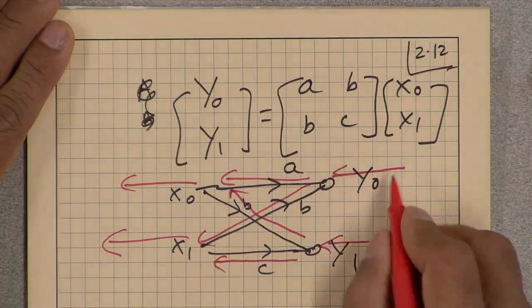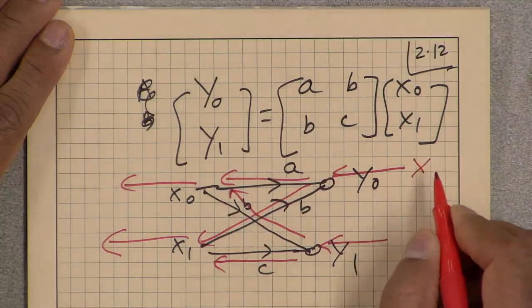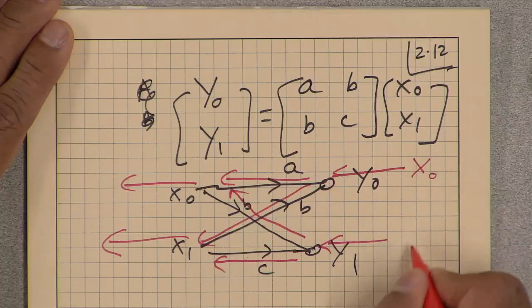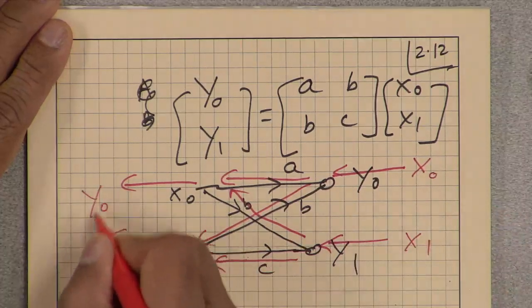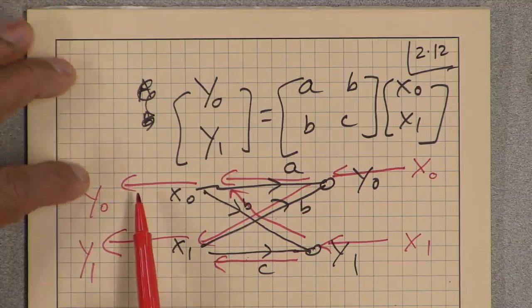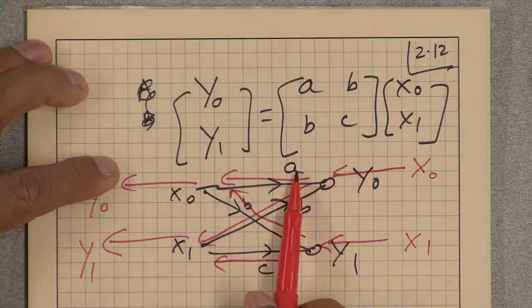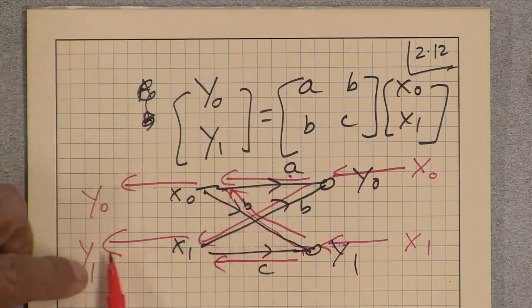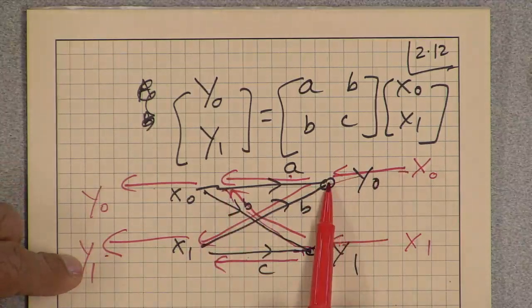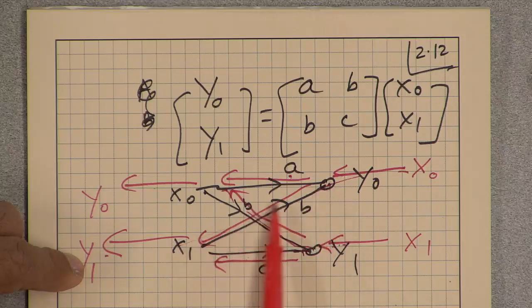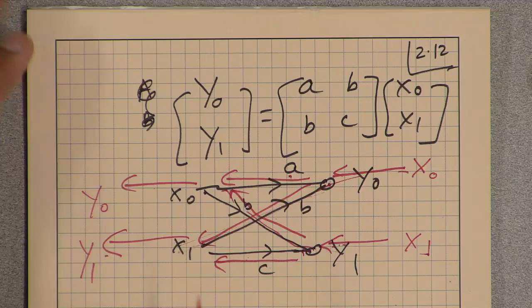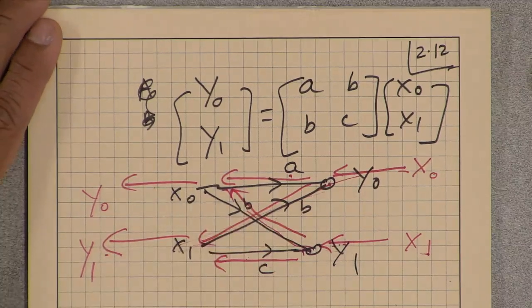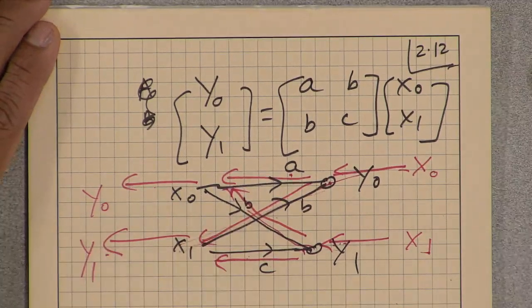So if I replace this by x0, x1 and call this y0, y1, you can see that y0 is x0 times A plus x1 times B, and y1 is x0 times B coming this way plus x1 times C. So we did not alter the computation by transposing and getting a different structure.